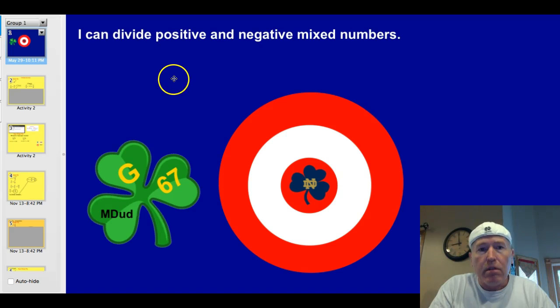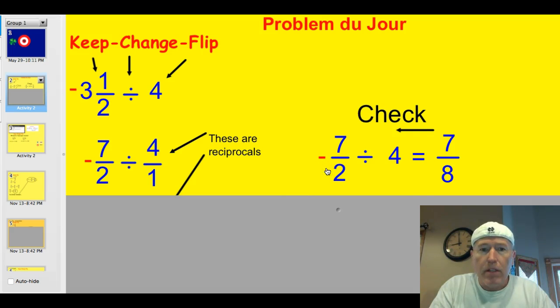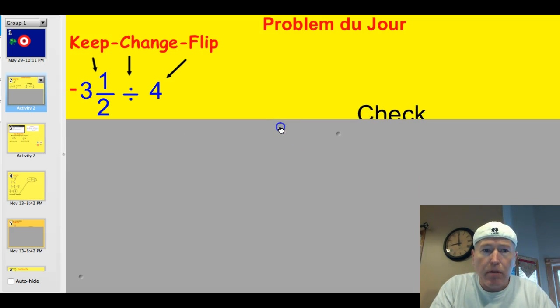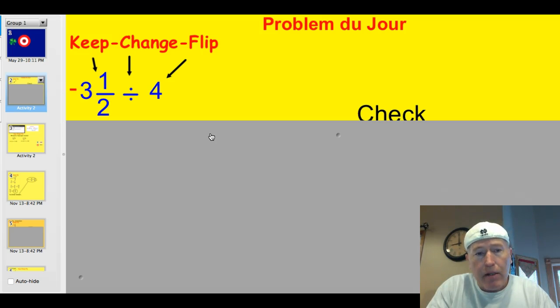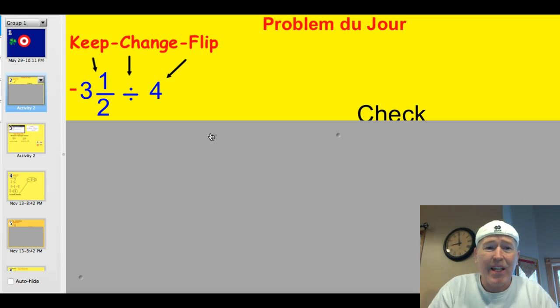Tonight, officially, our target: I can divide positive and negative numbers. Let's do this thing. All right, so we've got this problem right here. We have to take 3 1/2 and divide it by 4. And to further complicate this, it's a negative 3 1/2 divided by 4.